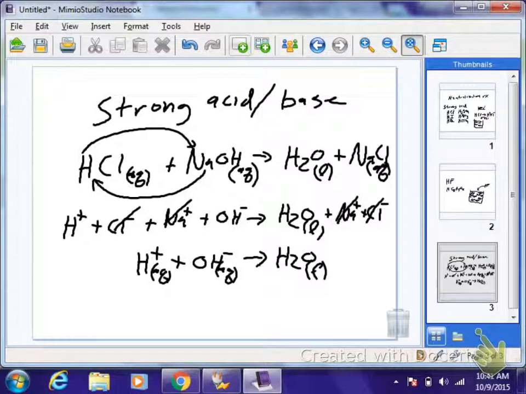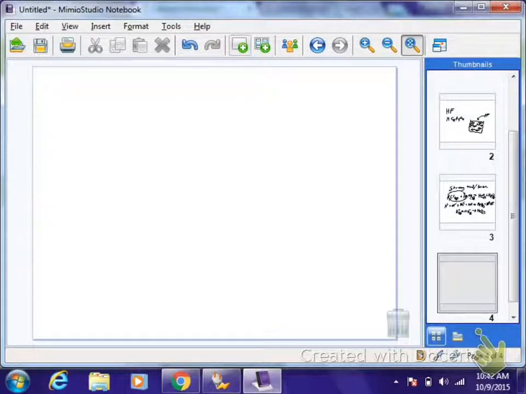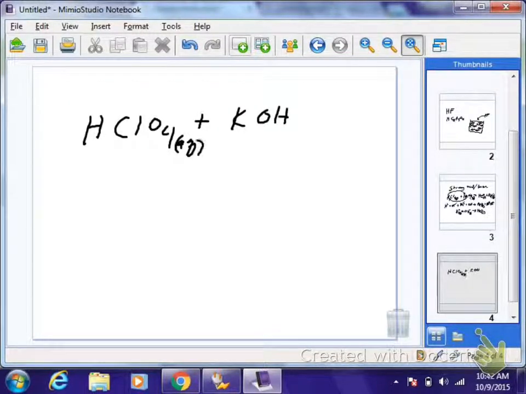Now, all strong acid-base reactions, this is what you end up with. You'll like me for this too if you know this. If I say, okay, go ahead and write the net ionic reaction for HClO4 and KOH, you'll look at both and go, oh, I know that HClO4 is a strong acid, and I got a metal hydroxide that's a strong base. Automatically you can go, oh, that's H plus OH minus gives you H2O. I'm done.